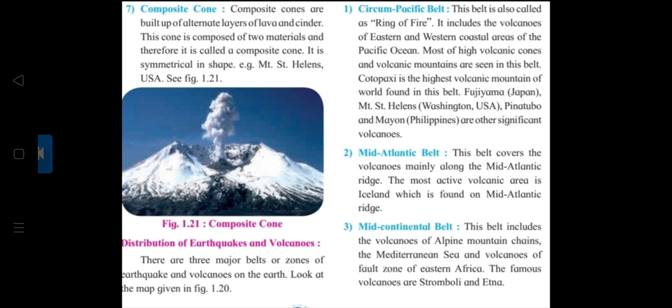The mid-continental belt. This belt includes the volcanoes of Alpine mountain chains, the Mediterranean Sea, and the volcanoes of the fault zone of Eastern Africa. The famous volcanoes are Stromboli and Etna. So these are the various distributions in three sections: the Circum-Pacific Belt, that is the Ring of Fire, around the Pacific Ocean. Mid-Atlantic is Iceland. Mid-continental is the Mediterranean Sea, Alpine mountain chains, and Eastern Africa. The famous volcanoes in the mid-continental belt are Stromboli and Etna.